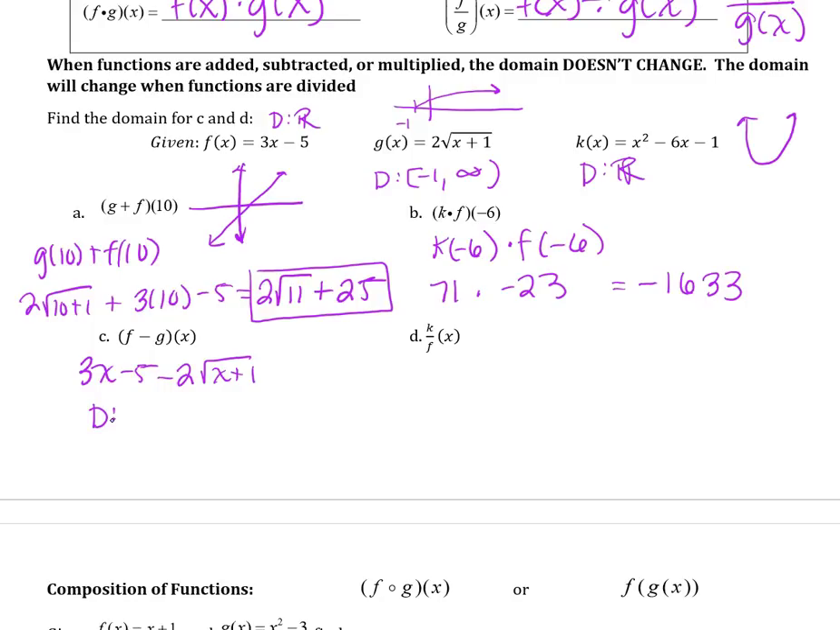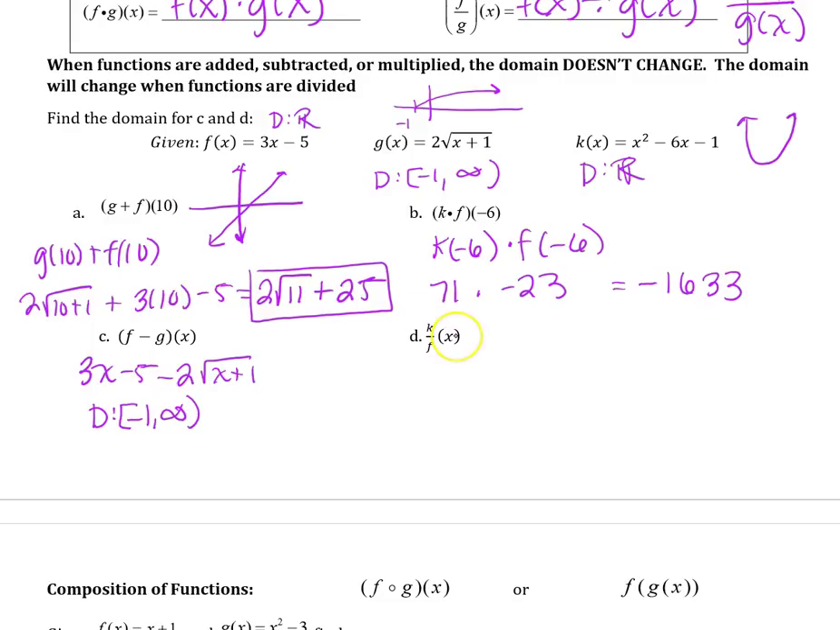Now, 3x minus 5 itself has a domain of all reals. But this part of the graph, or g of x I should say, had a domain restriction. It was on the domain of -1 to infinity. So that means once I combine these two functions together, it's just going to take on any restrictions that the original functions had. Okay? Now if I had combined two functions that were both all real domains, well then the domain would just be all real still.